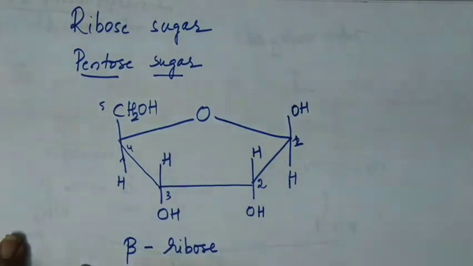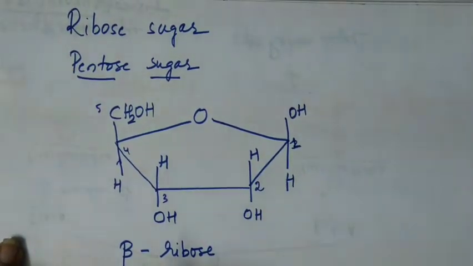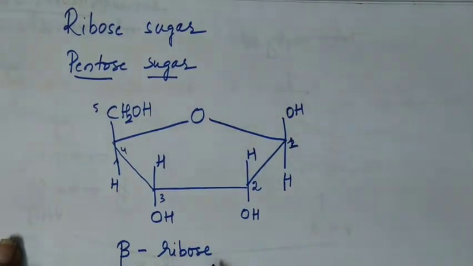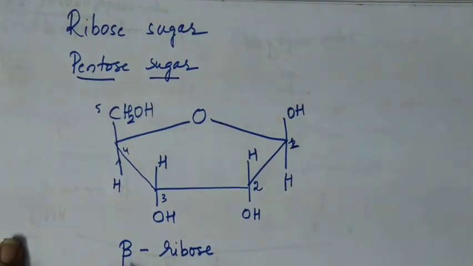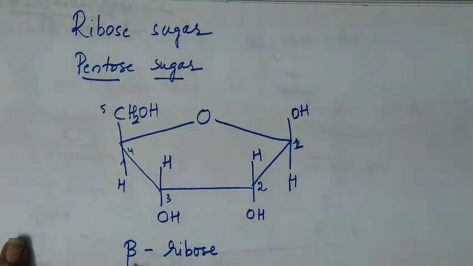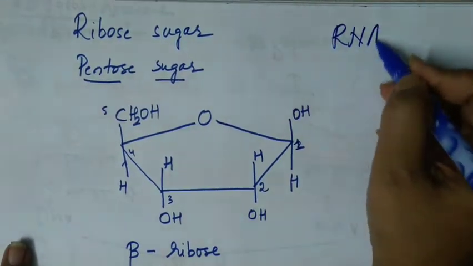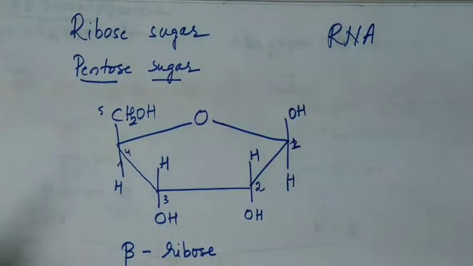So it is a pentose sugar and the name of this is ribose. And what is the isomer? Which isomer of ribose? It is beta. Okay. Where is it present? It is present in RNA. So what is present in DNA?